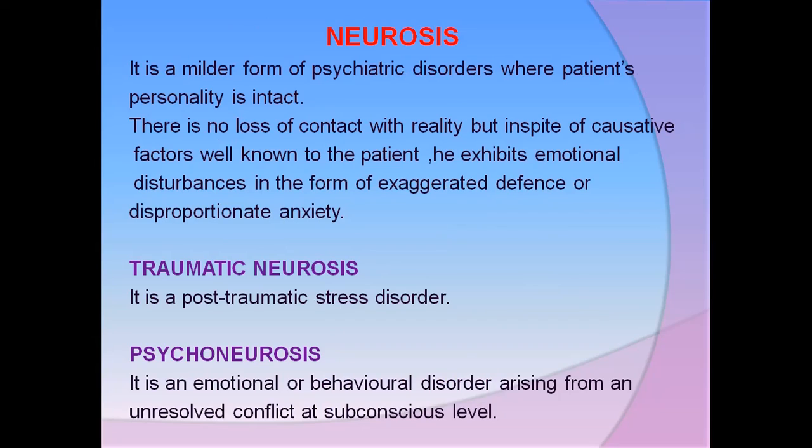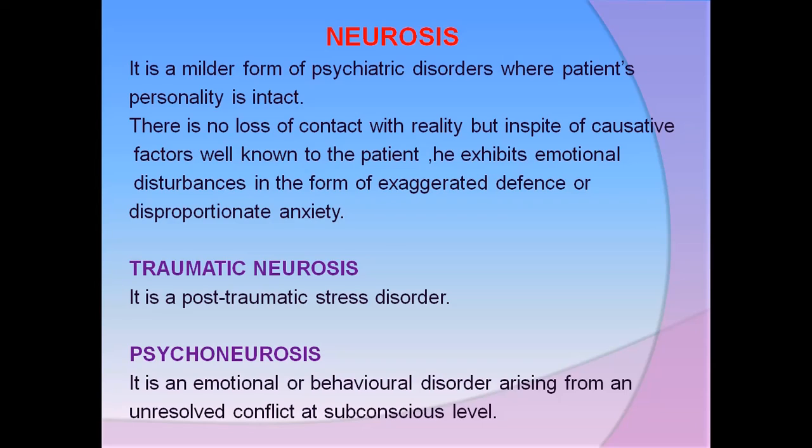Coming to the first point, neurosis, we are going to just elucidate them. Neurosis, it is a milder form of psychiatric disorders where patient's personality is intact. There is no loss of contact with reality, but in spite of causative factors well known to the patient, he exhibits emotional disturbances in the form of aggravated defense or disproportionate anxiety. Their type: traumatic neurosis, it is a post-traumatic stress disorder.